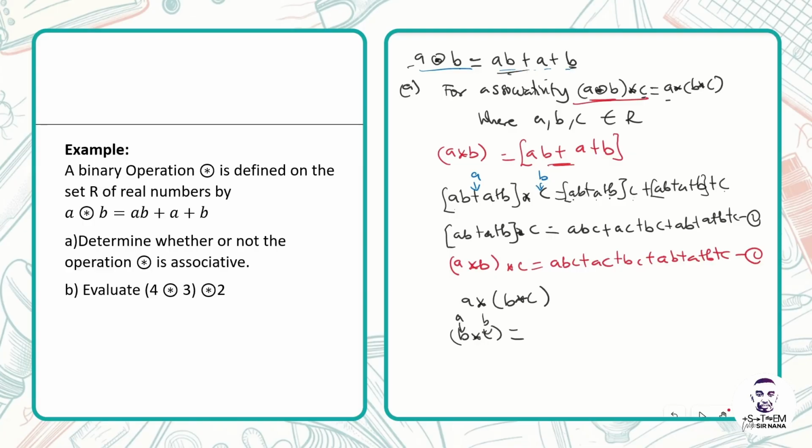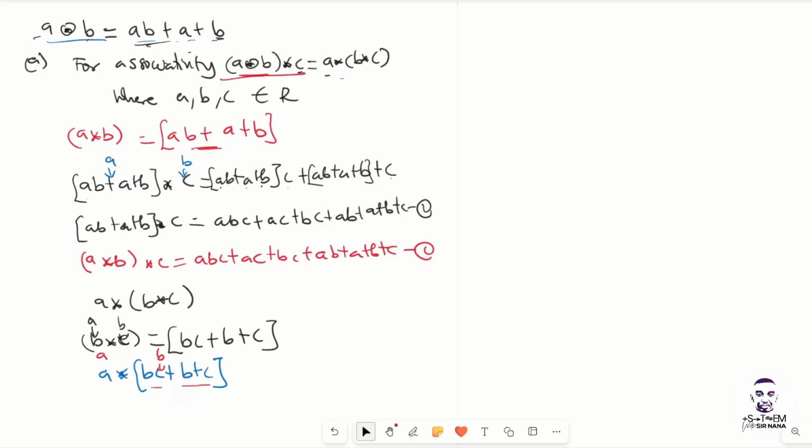So it means that we are going to have our B operation C to be BC plus B plus C, right? So this now represents B operation C. Now we are going to put that in place of the B operation C here. So we'll have A operation BC plus B plus C. Now this time, note that our A maintains our A, and then our B will now be replaced by this whole thing, which is BC plus B plus C in the operation here.